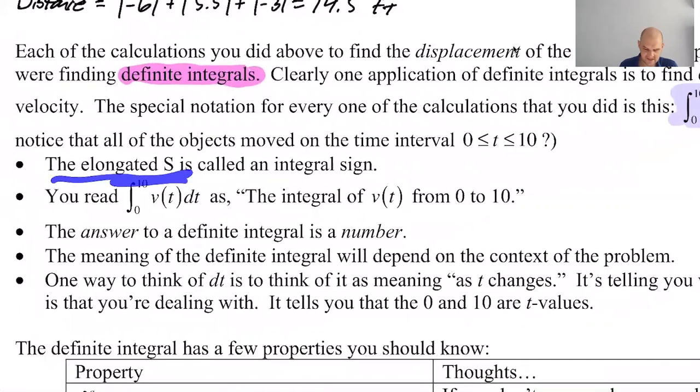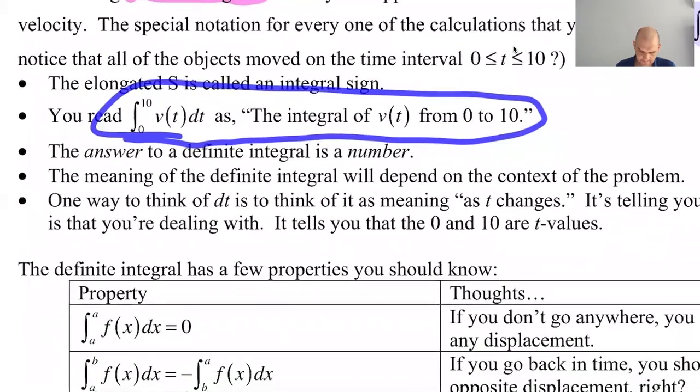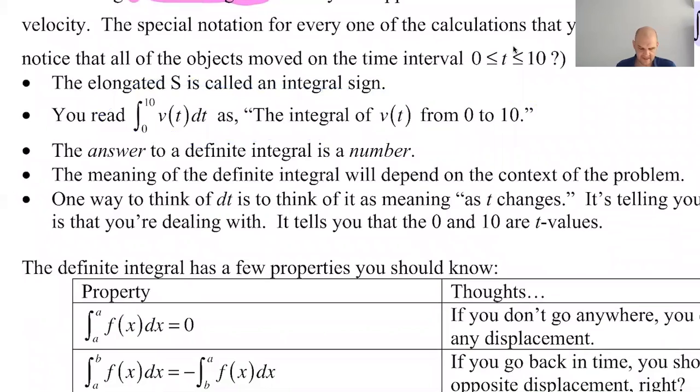The elongated S is called an integral sign, and it's literally an elongated S. It comes from summations, right? Summations are sigmas. Capital S became our integral sign. And you can read it this way, which I've already said a bunch of times. The answer to a definite integral is a number. Can't stress that enough. The answer to a definite integral is a number. Definite integrals are numbers. They just look really funny.